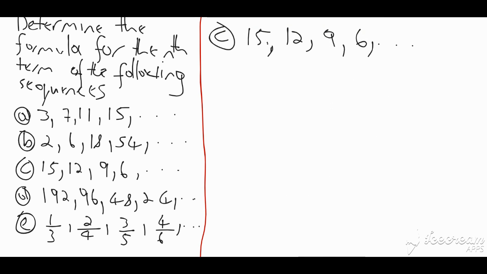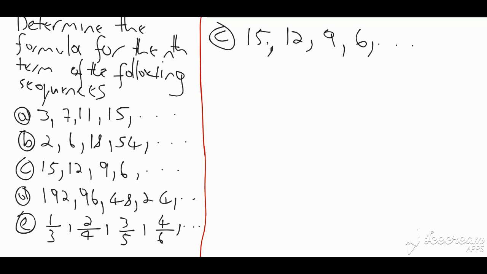In sequence C, we have 15, 12, 9, and 6. Now, in this particular scenario, what it appears that I'm doing is subtracting 3, because 15 minus 3 is 12, 12 minus 3 is 9, and 9 minus 3 is 6. It is still arithmetic, so my common difference here is actually negative 3.